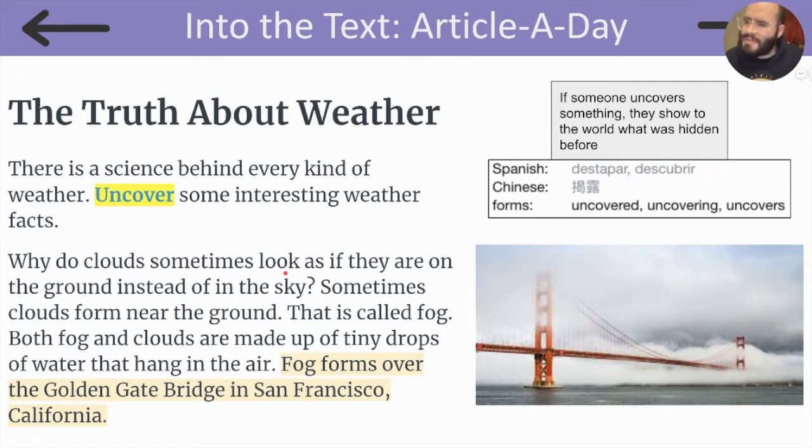Why do clouds sometimes look as if they are on the ground instead of in the sky? Sometimes clouds form near the ground. That is called fog. Both fog and clouds are made up of tiny drops of water that hang in the air. Fog forms over the Golden Gate Bridge in San Francisco, California. Here on the right, we have a picture of the Golden Gate Bridge, and then we see fog. Fog makes it look like the sky is on the ground, but they're just clouds that form near the ground.